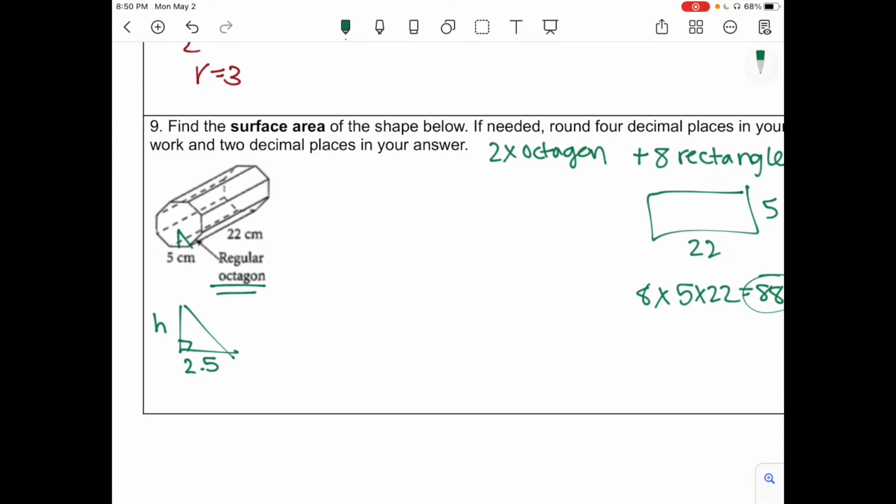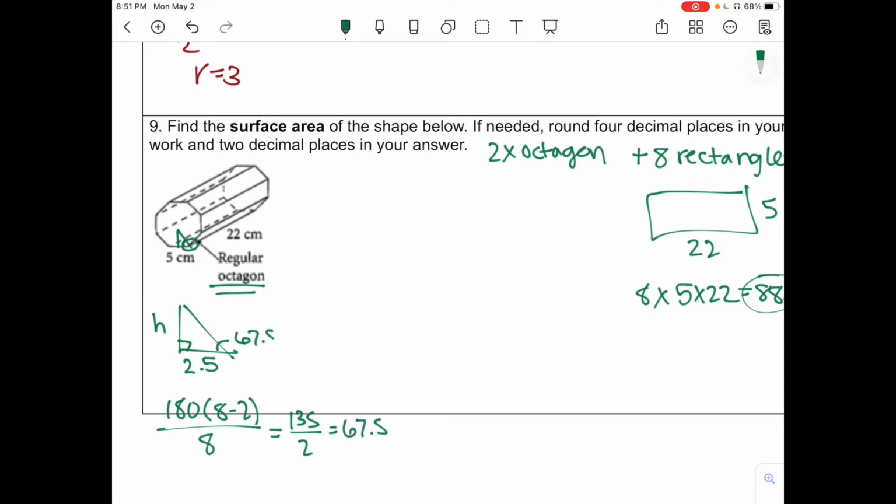So there are different ways to do this, but one is 180 times n minus 2 divided by n. And then we have to divide that by 2, because we are cutting that interior angle in half right there. So 180 times 6 divided by 8, and that's 135. Divide that by 2 because that angle got cut in half. So 67.5. So that goes right here, 67.5.